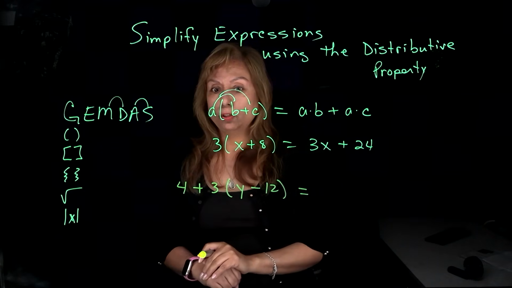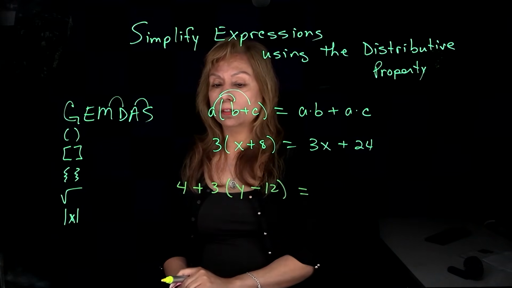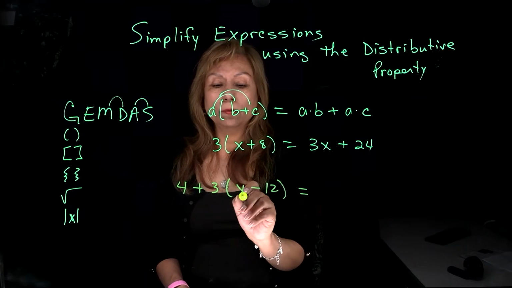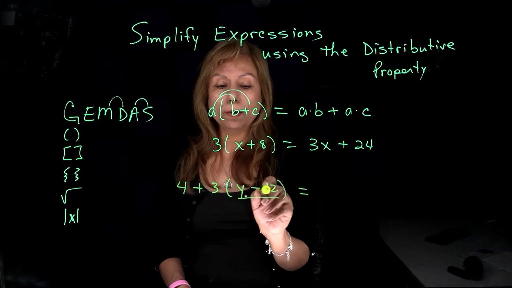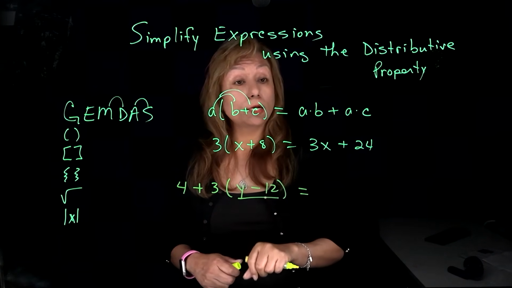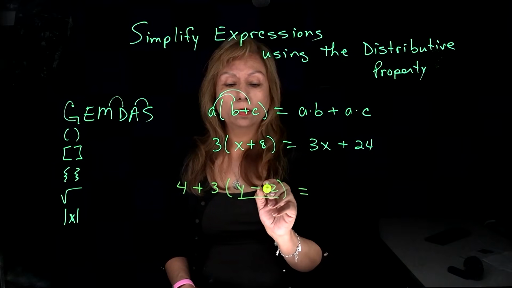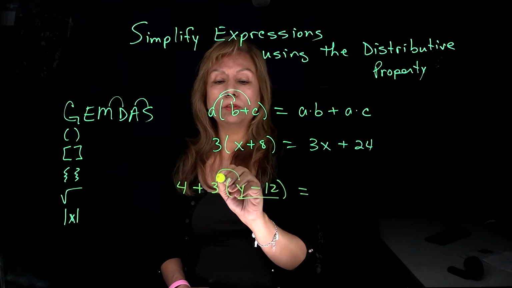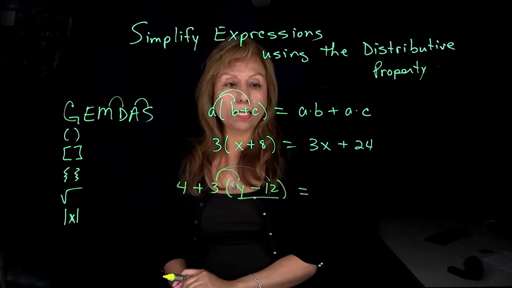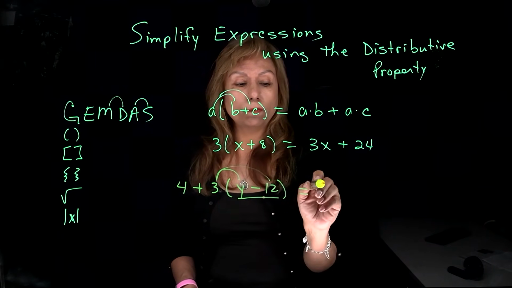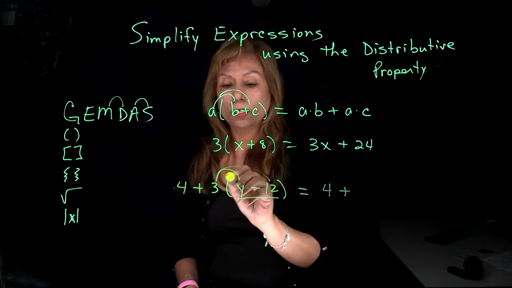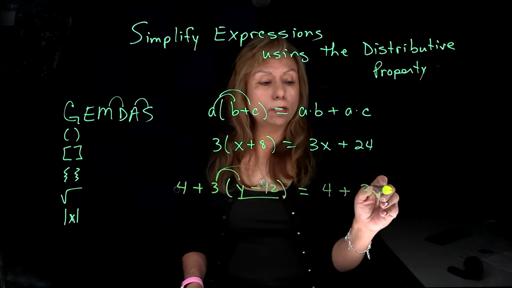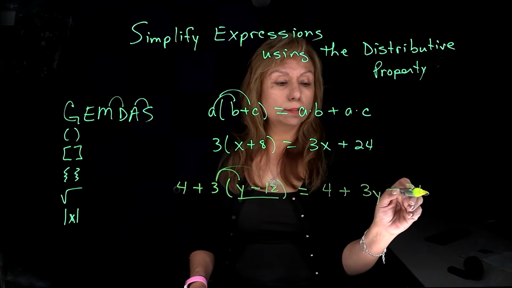So a lot of times as students, we want to just add the first, but we have to follow our GEMDAS rules. So when we look here, we go inside parentheses. Y minus 12 are not like terms, so we can't combine those. So then we go outside of the parentheses, we have a 3. That means we would distribute that 3 first before we do anything with that 4. So we would have 4 still, 3 times y, 3 times negative 12 would be a negative 36.